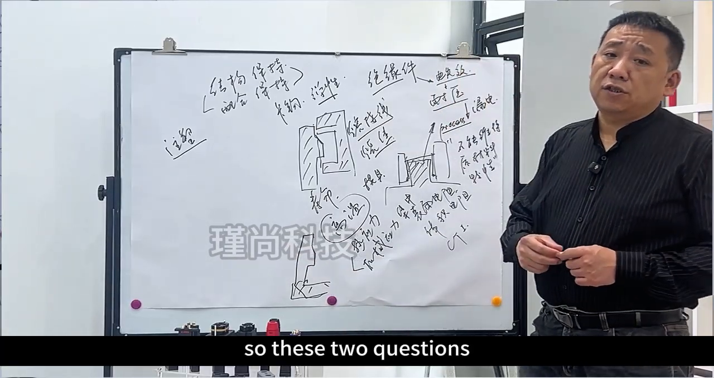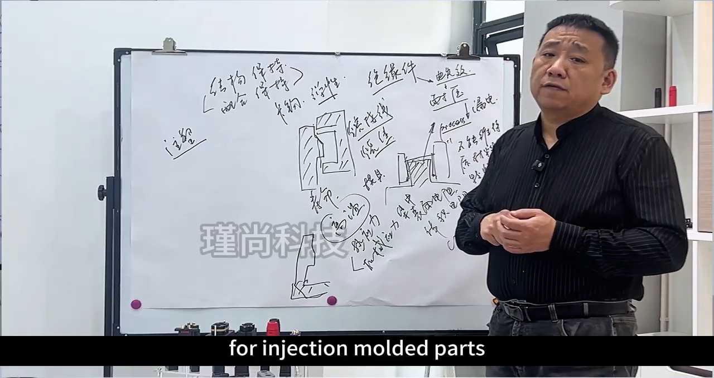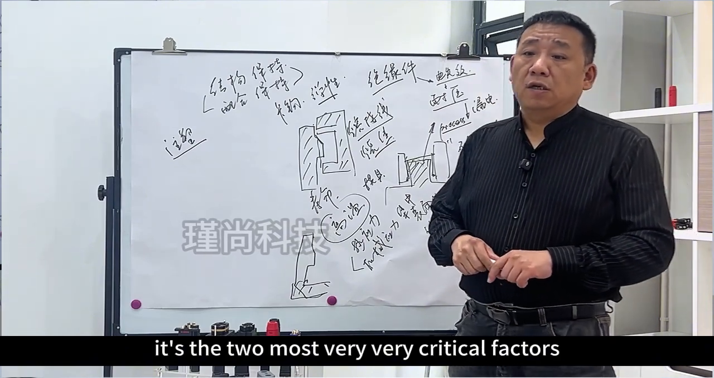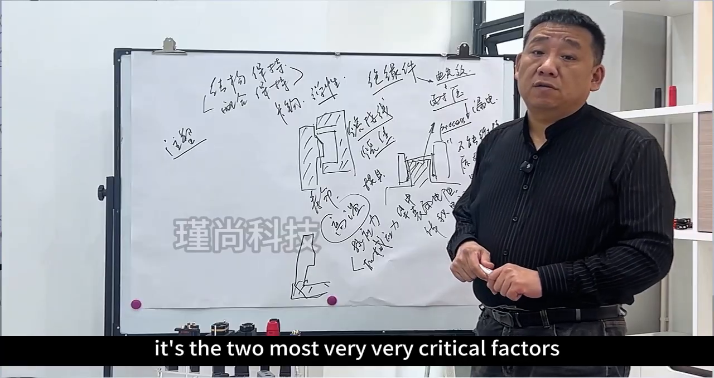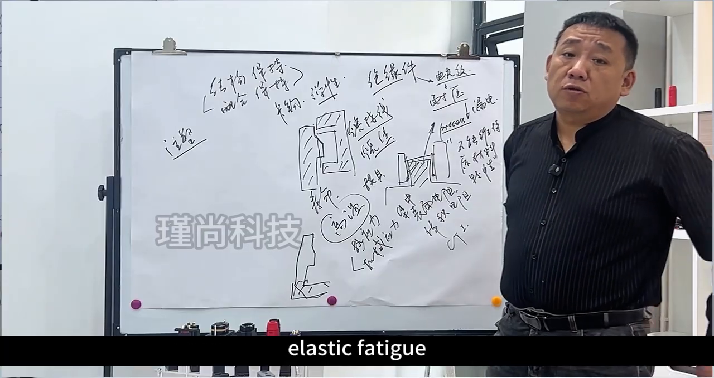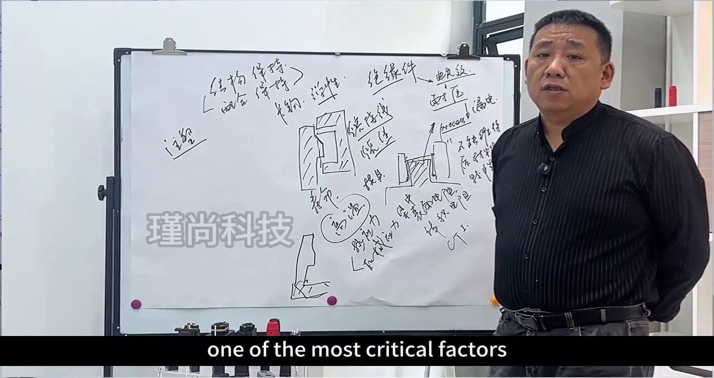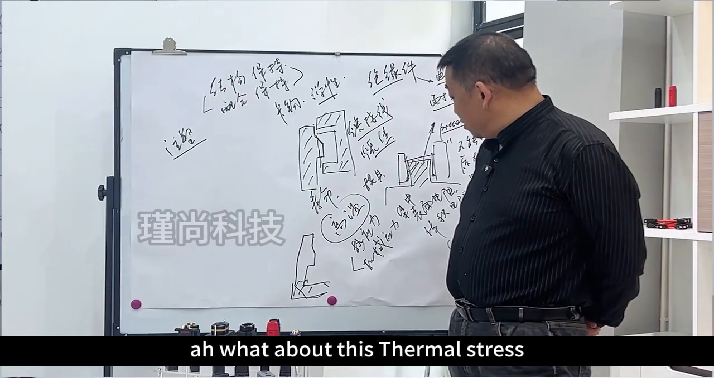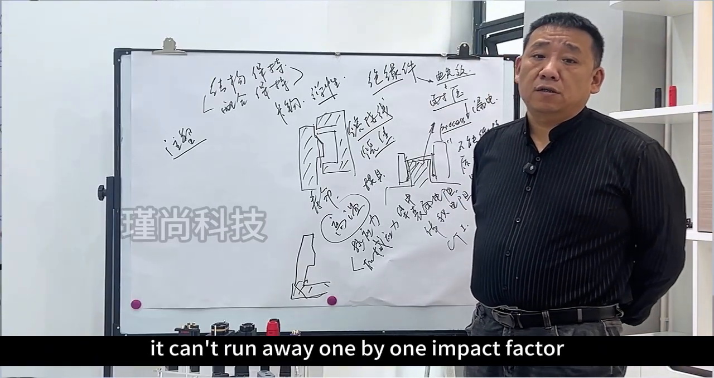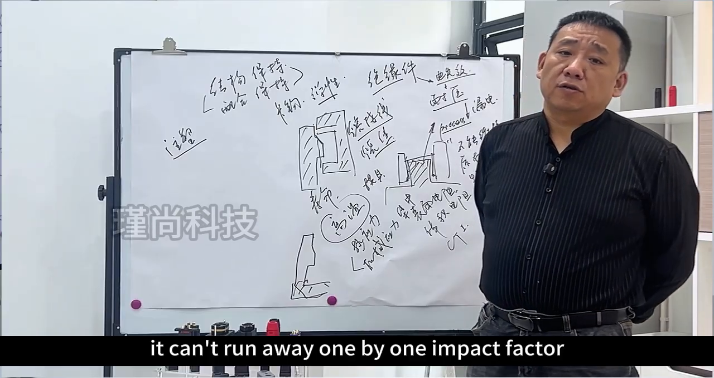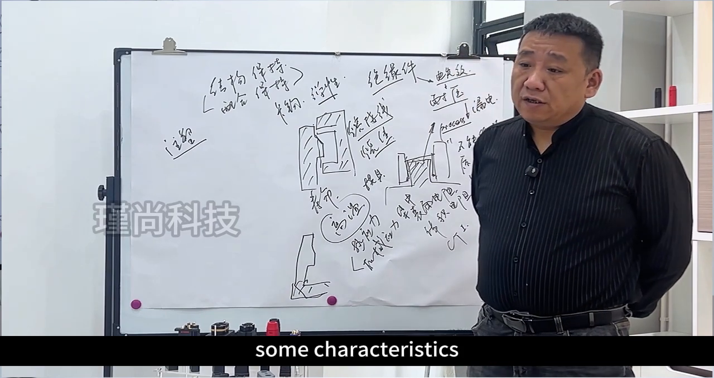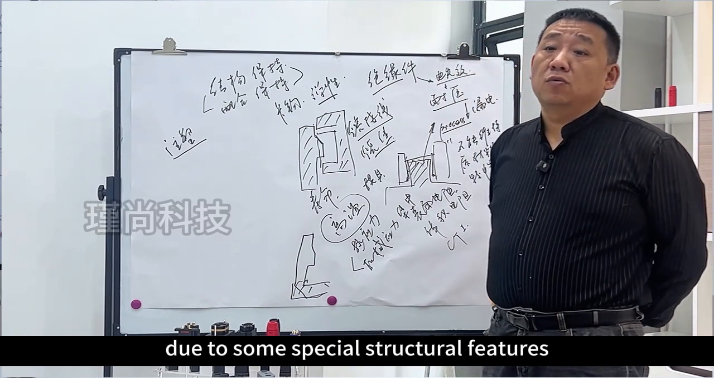So these two questions, for injection molded parts, especially some buckles and elastic parts, are the two very, very critical factors affecting our structure life and the elastic fatigue of this structure. What about this thermal stress? It's the mold itself. In the process of injection molding, it can't be avoided as an impact factor. But what about mechanical stresses? Is that because of our structural design, due to some special structural features?